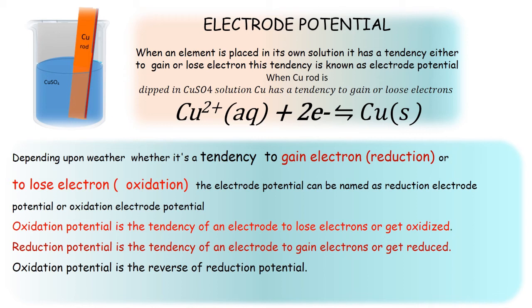And if you place a metal or an element in its own solution, you cannot determine the electrode potential just by simply having this arrangement. That is the reason we say that electrode potential cannot be determined in isolation. Now you know what electrode potential is. It is a tendency to either gain or lose electron. Therefore, there are two types of electrode potential: oxidation electrode potential and reduction electrode potential.